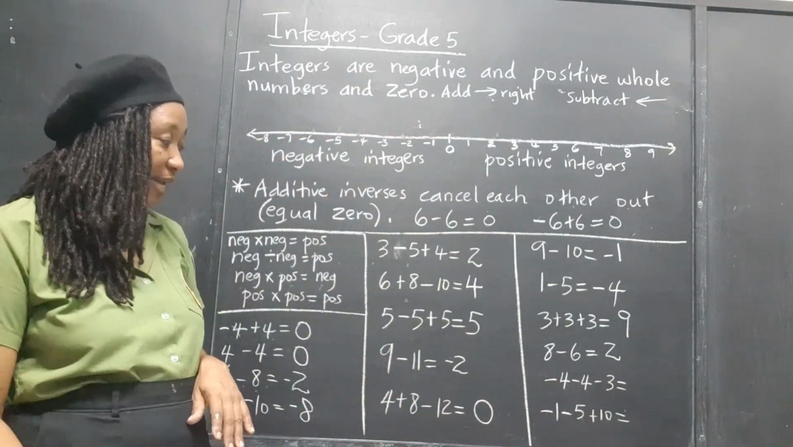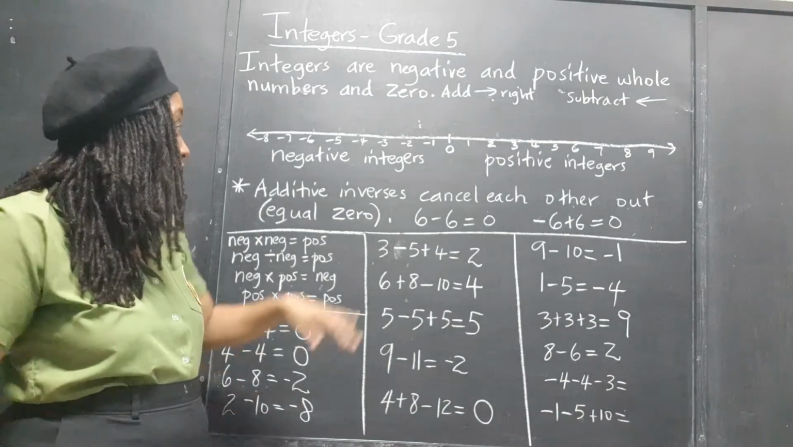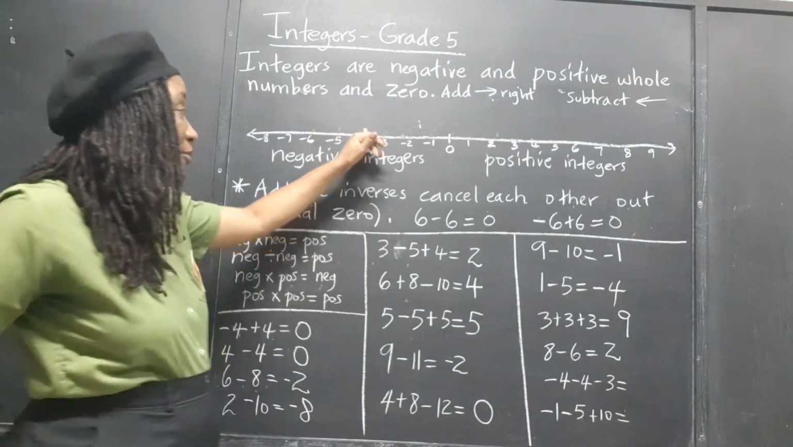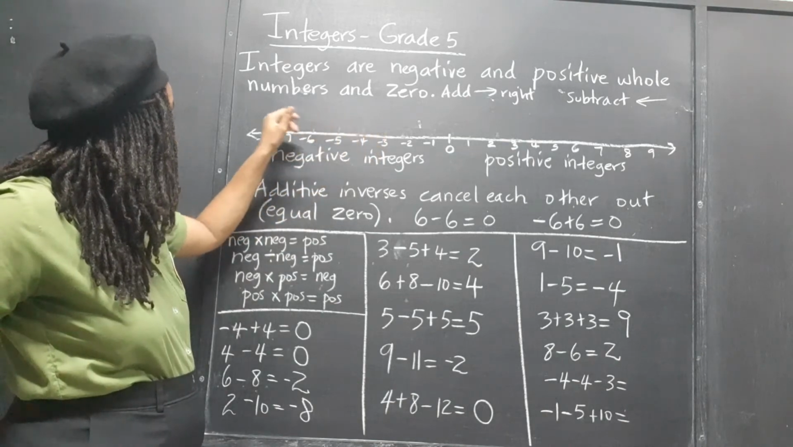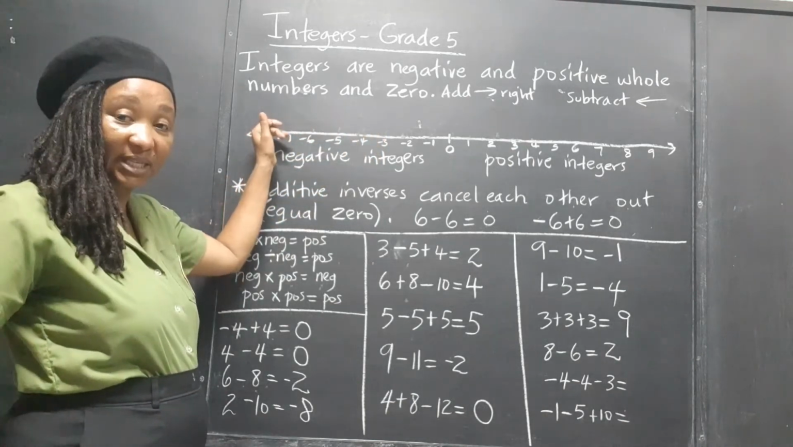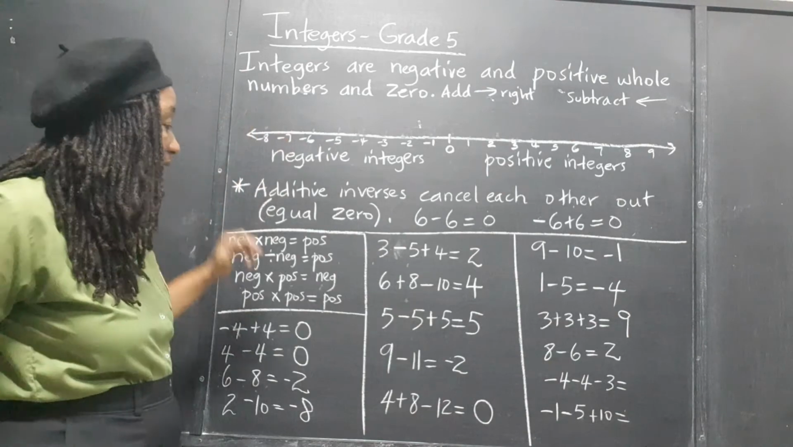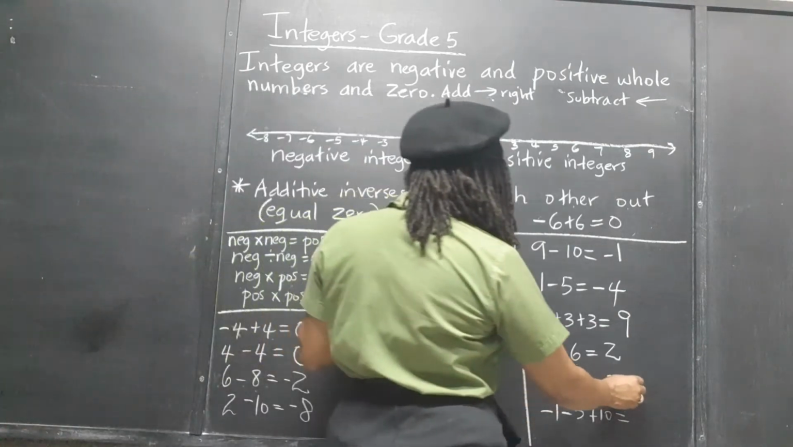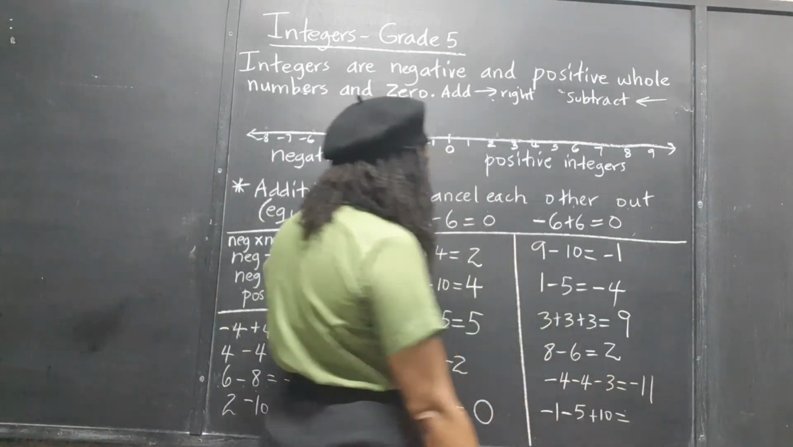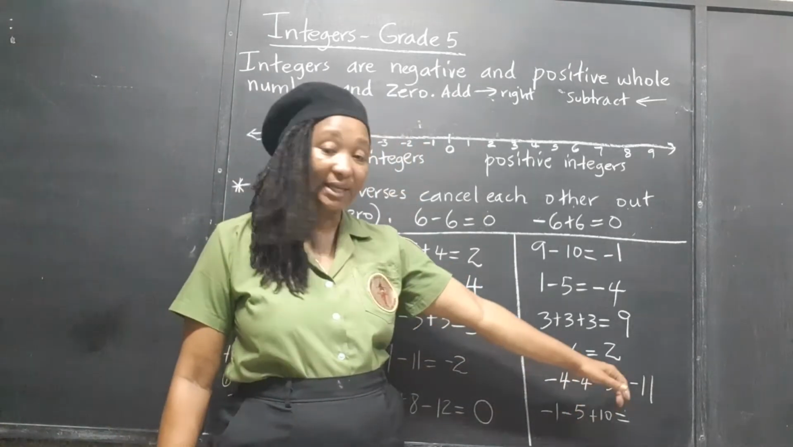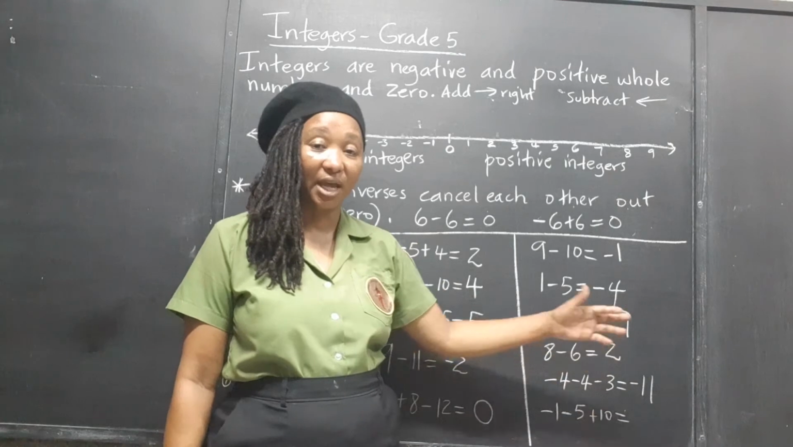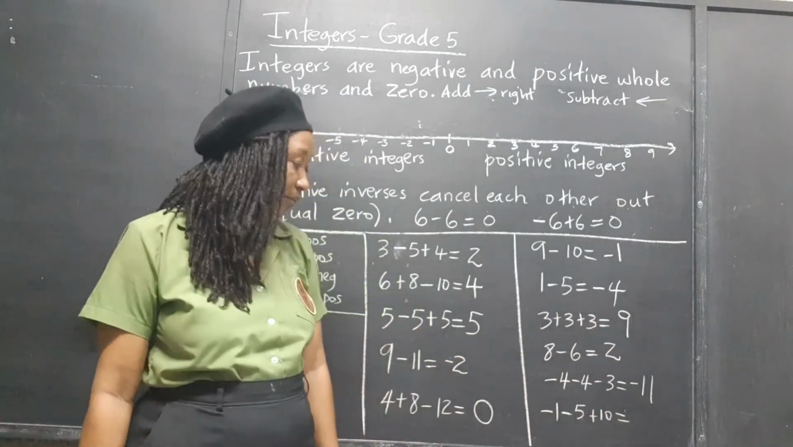Negative 4 minus 4 minus 3. So we start at negative 4. We keep moving to the left because we're taking away 4 again. 1, 2, 3, 4. And we're still moving to the left 3 more places. So that will take us to negative 11. So this is another pattern. If you start with a negative number and you keep subtracting, add the digits and make the answer negative.